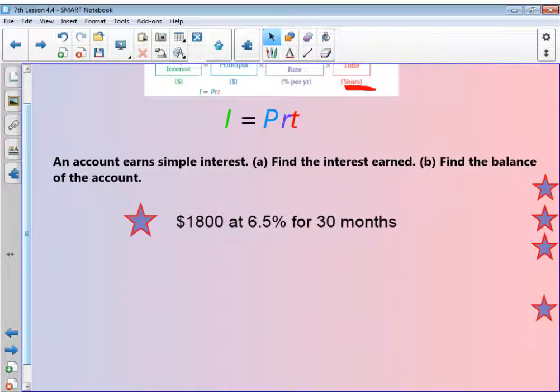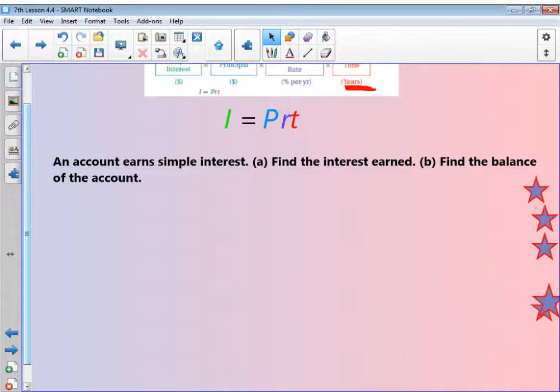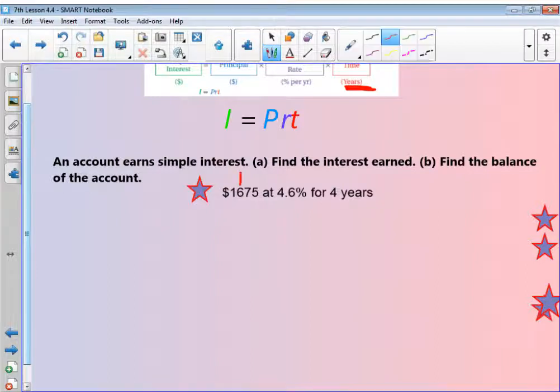Okay, so let's try another one. This time we have a principal of $16.75 at a rate of 4.6 for 4 years. That's our time. What I want you to do is pause your video and work your way through substituting these things into this equation, and then solve for your interest as well as your balance of your account. So go ahead and pause your video now and work your way through this.